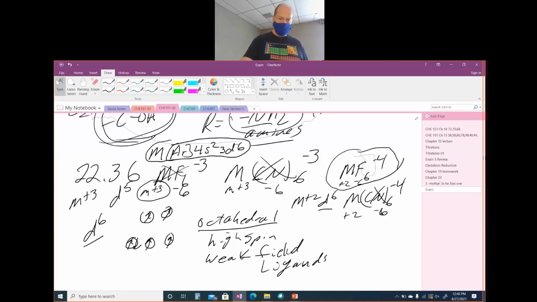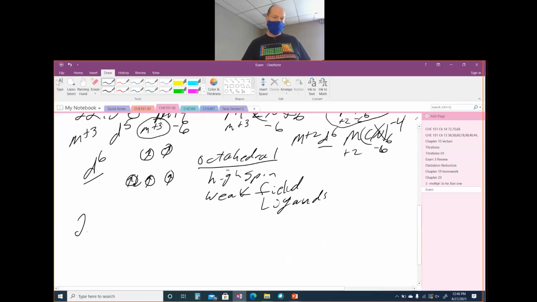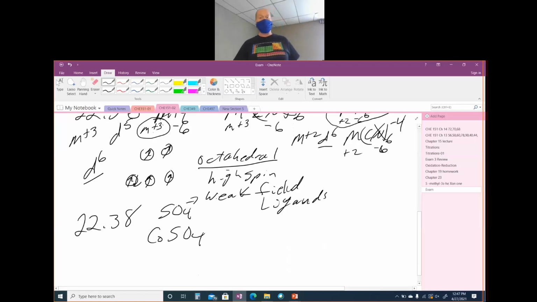All right, next one was 22.38. Find the oxidation numbers of the transition metal in each of the following compounds. CoSO4 sub 2. No, just CoSO4. All right, so you know sulfate, SO4, is -2. And so cobalt has to be +2. So you have cobalt that is +2.